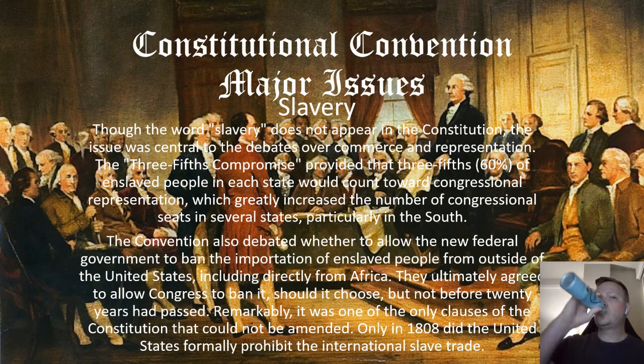The Constitutional Convention also debates whether to allow the new federal government to ban the importation, not the buying and selling in the country, but the importation of slaves from other countries outside of the United States. And they ultimately reach this compromise where they're not going to let the federal government do anything right now, but in 20 years, they're going to allow them to ban the importation, so the international slave trade. And in 1808, the United States does just that, 20 years after the ratification of the Constitution.